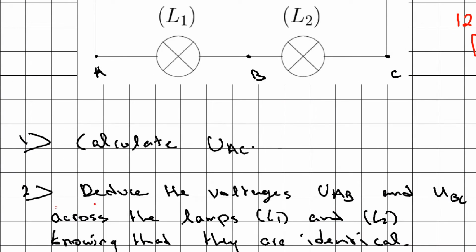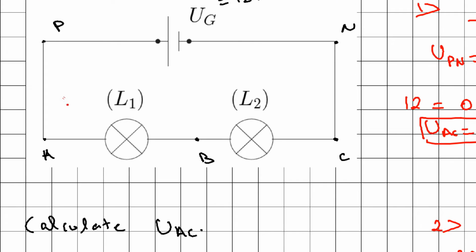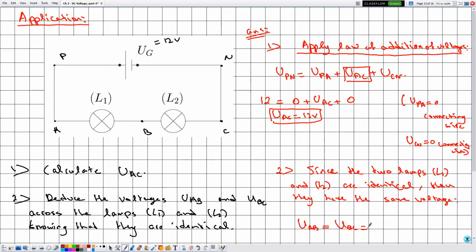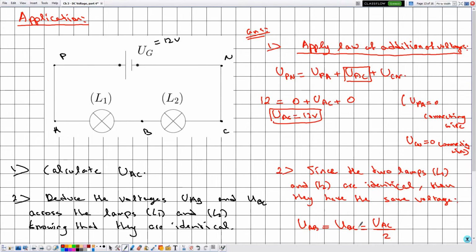Recall that they are telling me deduce, and by deduce it means that we need to use the previous part. In the previous part you have determined the voltage UAC. What does UAC represent? It is the applied voltage across both lamps L1 and L2. Since they are identical and according to the law of addition of voltages, the sum of these voltages must be equal to the voltage UAC. Then simply here we place UAC divided by 2. Why 2? Because 2 represents the number of voltages we have across the lamps, or the number of lamps.